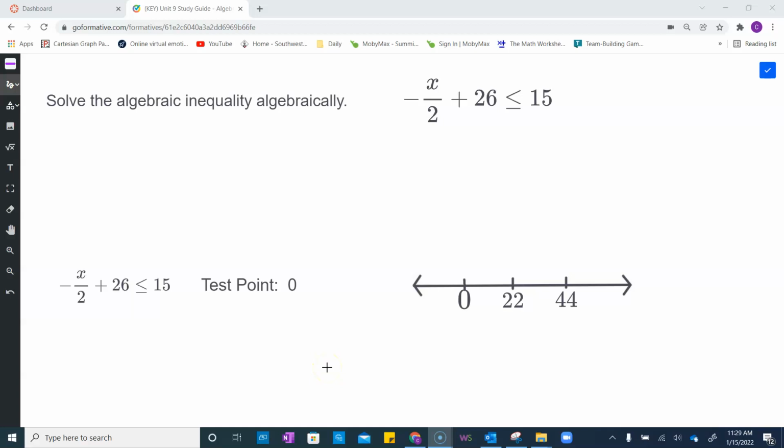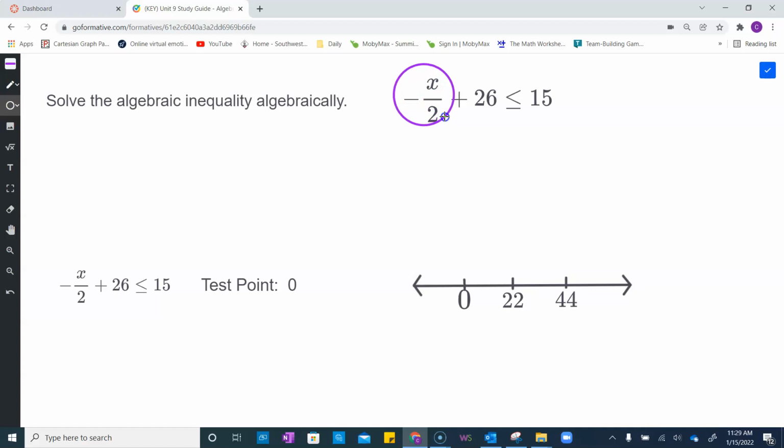Okay, so in this problem, we're asked to first solve the algebraic inequality, and we're going to use inverse operations on both sides to do that. And then we are asked to graph the solution set to that inequality. So we're going to start off by doing the solving process.